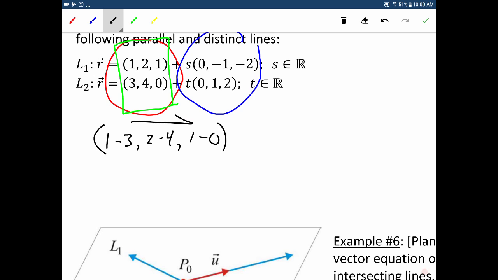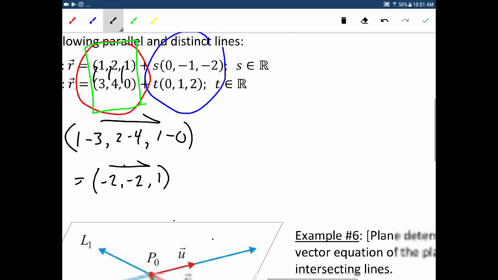So that's going to be our second direction vector. I just subtracted the x components, the y components, the z components. Okay, and so I'm just left with negative 2, 1. And of course, if I had subtracted them in the opposite order, I would have gotten 2, 2, and negative 1, which is a vector that has the exact same direction, so it doesn't matter. Okay? But there's my second one.